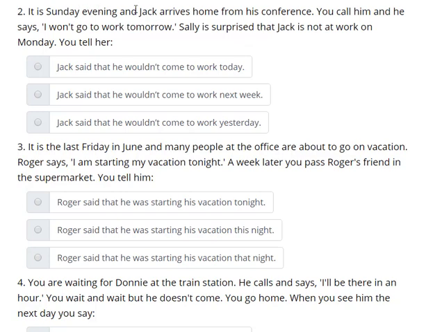It's Sunday evening. Jack arrives home from his conference. You call him and he says, "I won't go to work tomorrow." So what is tomorrow after Sunday? It's Monday. So Sally is surprised that Jack is out of work on Monday, which is tomorrow. So is it: Jack said he wouldn't come to work today? Jack said he wouldn't come to work next week? Jack said he wouldn't come to work yesterday?